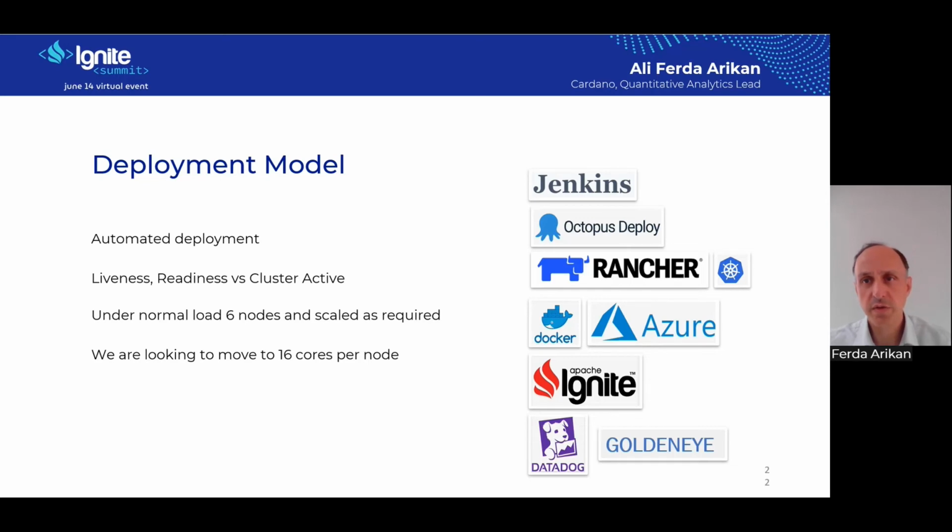Something we did specifically for Ignite is to make sure that we synchronize liveness, readiness, and cluster active. If you are using Kubernetes, you may know that liveness and readiness are the health endpoints. Liveness says that, okay, the pod is running, it is alive. Readiness says, okay, it is ready to receive traffic. We actively use them and we synchronize readiness with the cluster active.